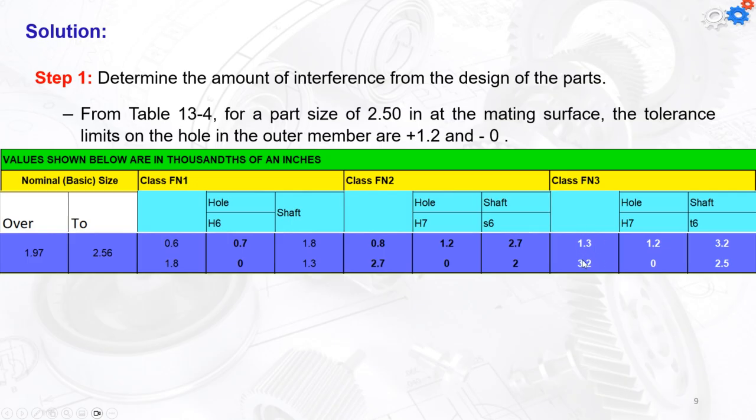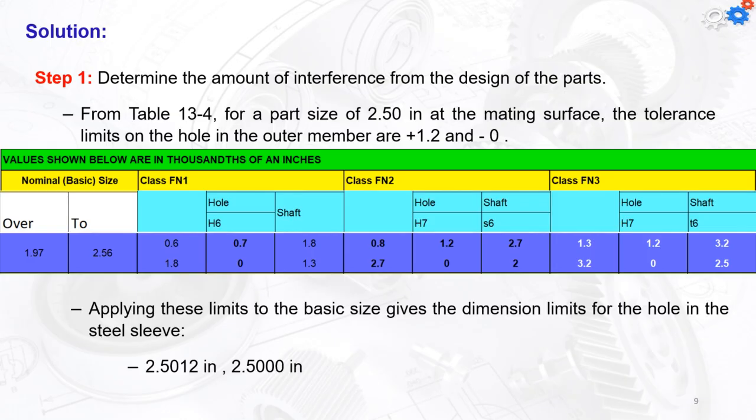That's the minimum and the maximum. So for the hole, which is going to be S7, it is going to be 1.2. For the shaft, which is at T6, it is going to be 3.2. By the way, these are the codes for the tolerances we're going to have for the shaft and the hole. The hole is going to have a capital letter, and the shaft is going to have a small letter. Anyway, we got the values from the table as 1.3 and 3.2.